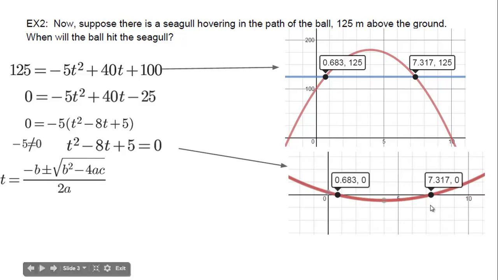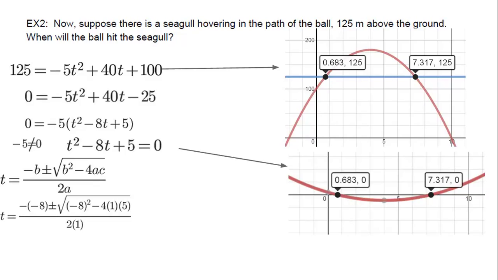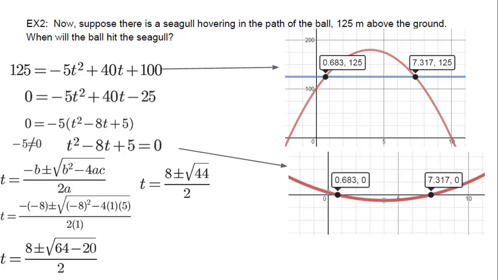This can't factor, so we need to use the quadratic formula. We plug in negative b, so that gives you positive 8. I get 64 minus 20 all over 2. 64 minus 20 is 44. I made a mistake and I got 40. It was driving me crazy why I got them wrong. So just be careful there. Simple arithmetic that you can do in your head, just gotta be careful.